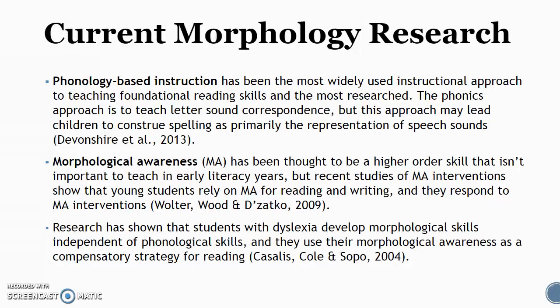Recent MA interventions, morphological awareness, we'll call that MA. Studies of those interventions show that young students rely on their morphological awareness for reading and writing, and they do respond to MA interventions, which previously it hadn't been thought that was something that should be introduced at a young age. So research has also shown that students with dyslexia develop morphological skills independent of phonological skills, and they use morphological awareness as a compensatory strategy for reading.